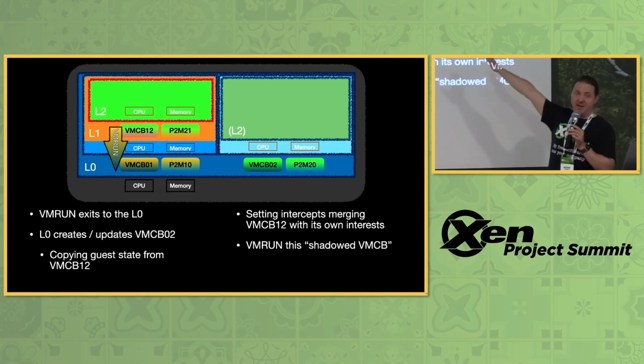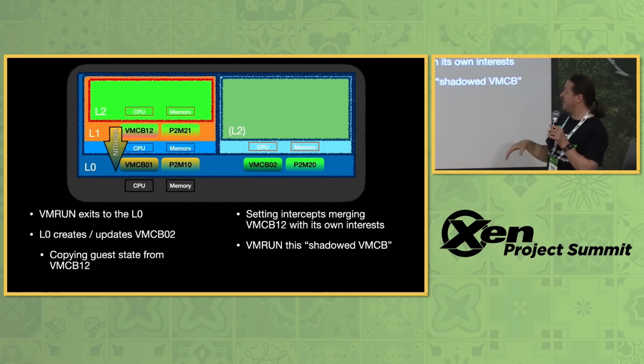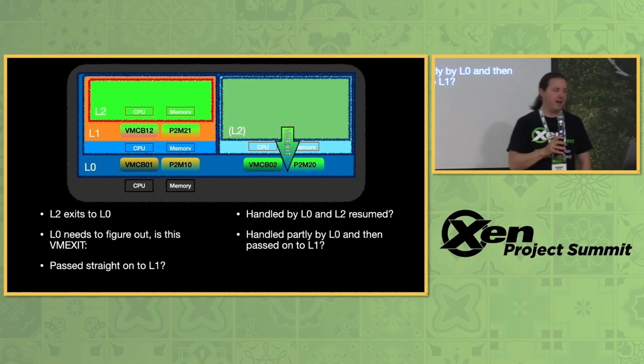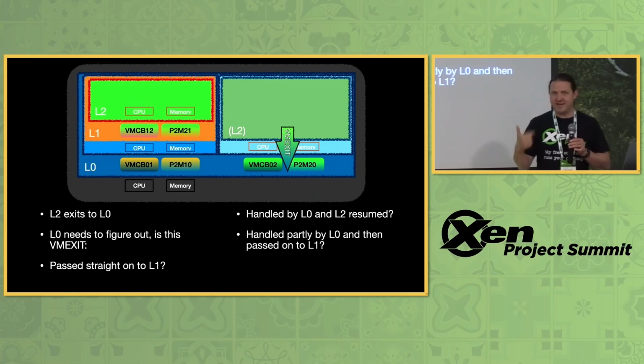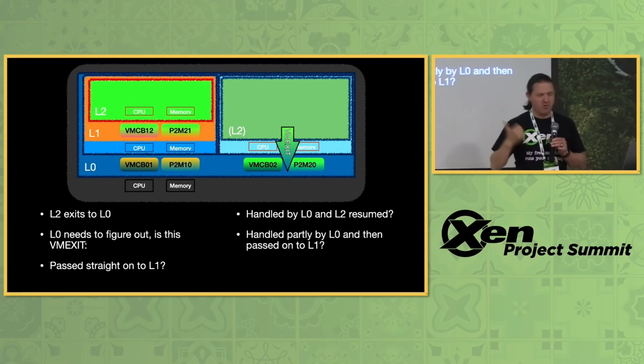So we have to have a separate P2M, a P2M 20, which maps the L2 physical addresses all the way down to the L0 physical addresses, okay? So the L0 sets this all up, and then does a VM run. And the L2 will run for a little while, and when it does a VM exit to L0, at that point the L0 needs to figure out: is this something that I need to pass straight back on to the L1? Is this something that I can handle myself and just return back to the L2?